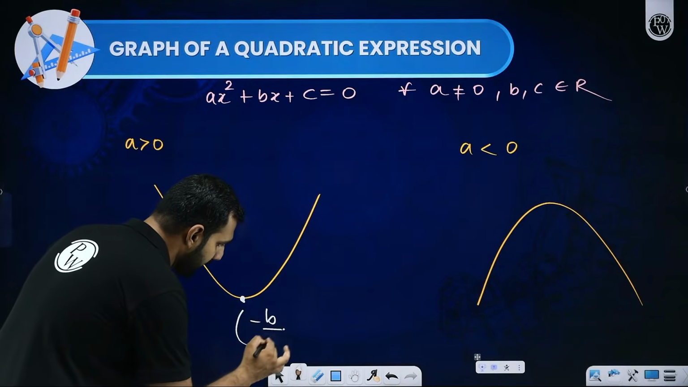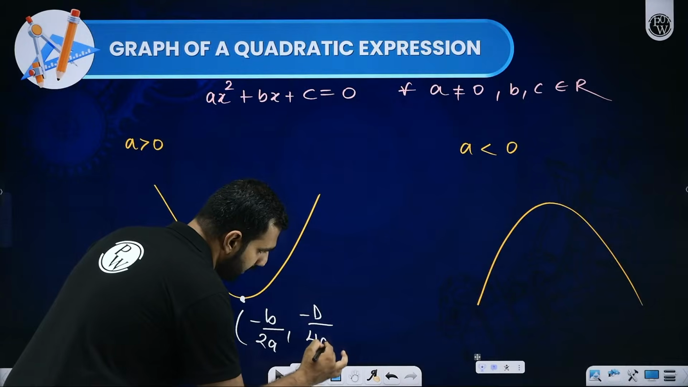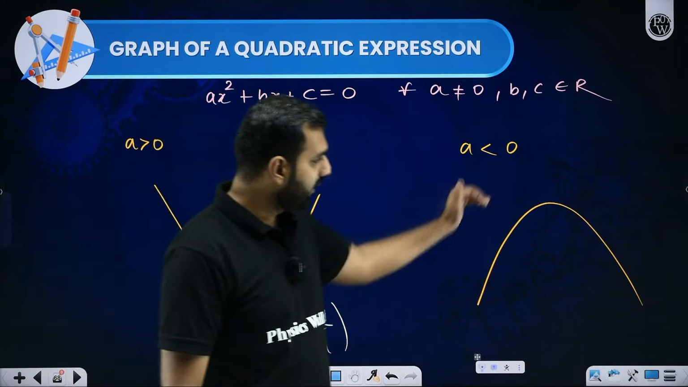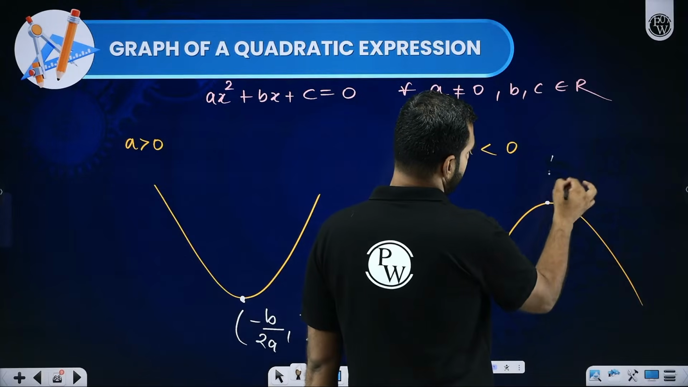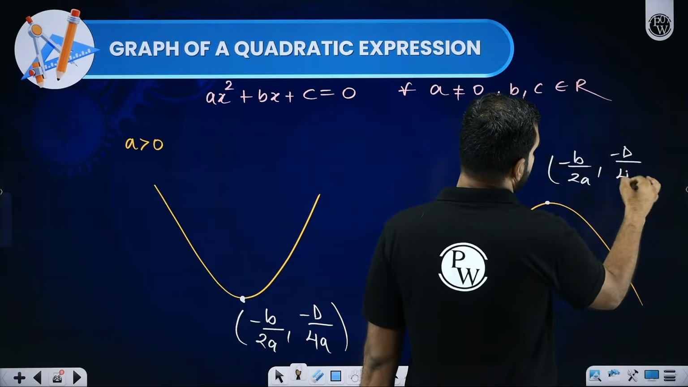One thing you should always remember in life is that if it is an upward facing parabola, it will have its minima at minus b by 2a, and its minimum value will be minus d by 4a. This will be the vertex of the parabola. If it is a downward facing parabola, which means A is negative, in that case, this will be the vertex of the parabola, same: minus b by 2a, comma minus d by 4a.